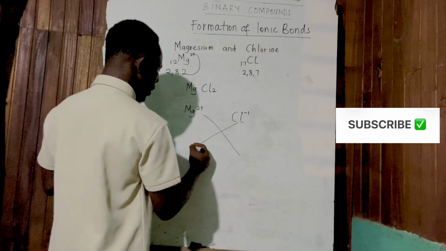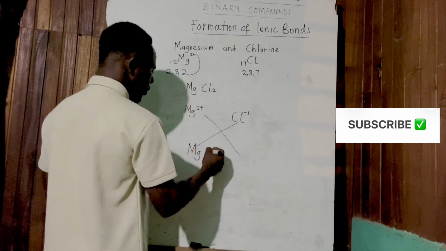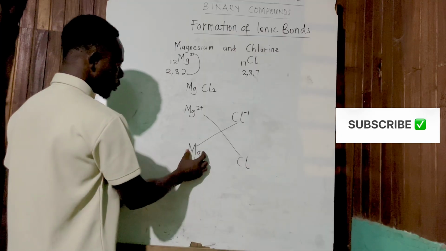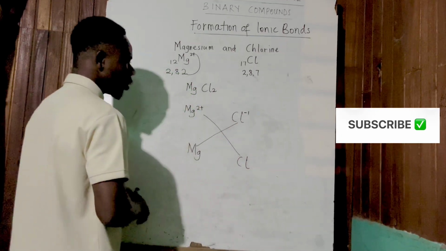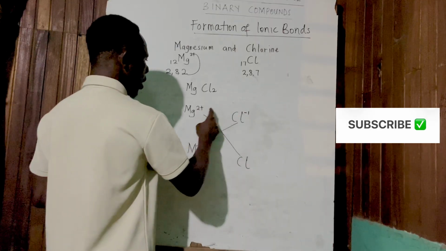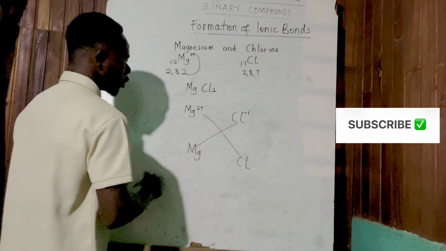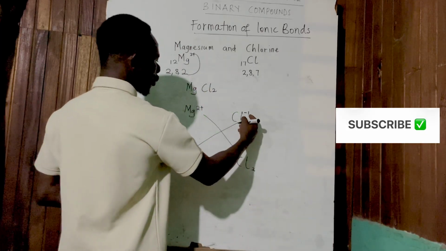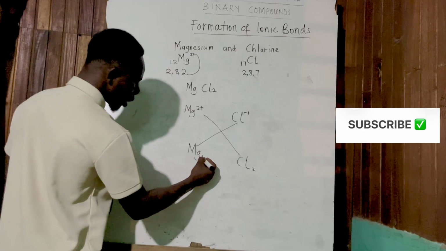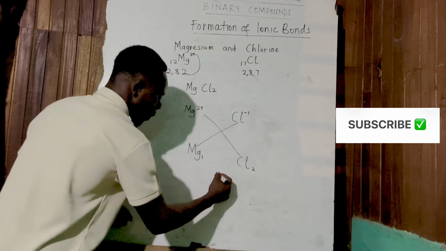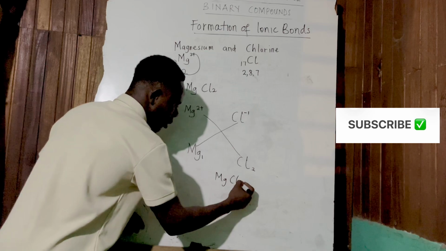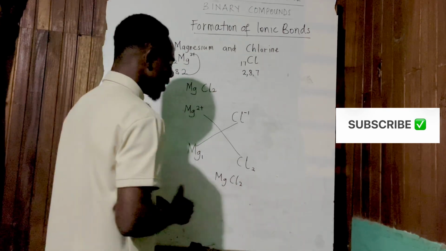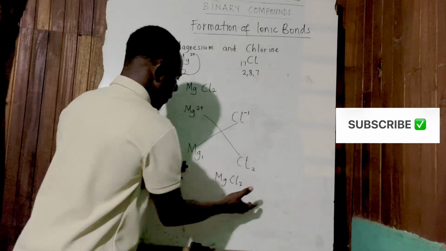So, if they exchange, there will be MgCl like this. So, magnesium down, chlorine down. Now, they are going to exchange their numbers. So, magnesium will give the 2 to chlorine. Then chlorine will give the 1 to magnesium like this. So, you are going to get MgCl2 like this. Now, at the same time, let's forget about this.